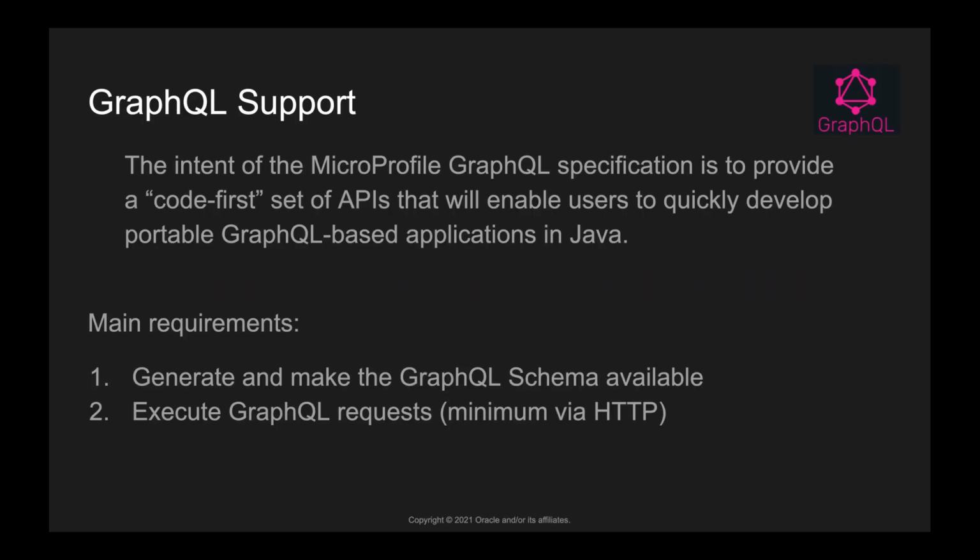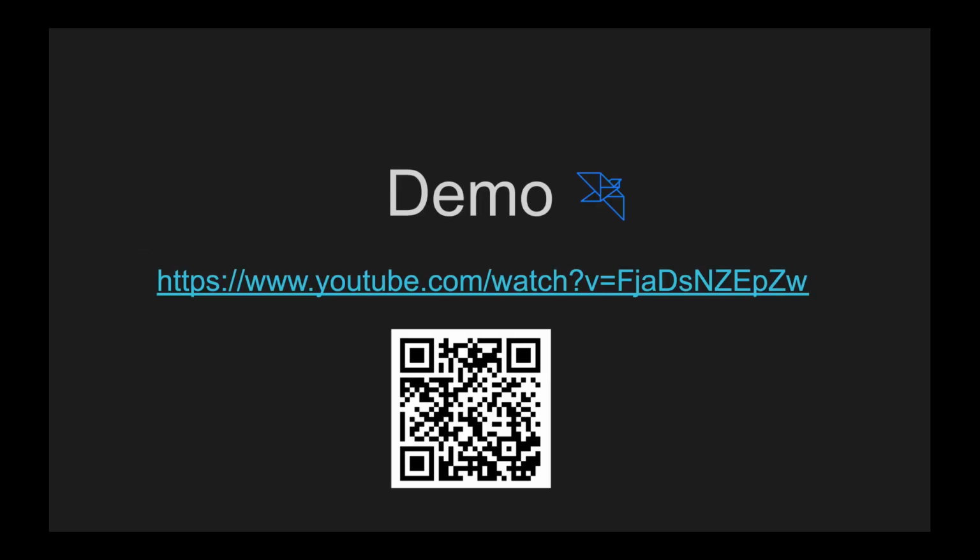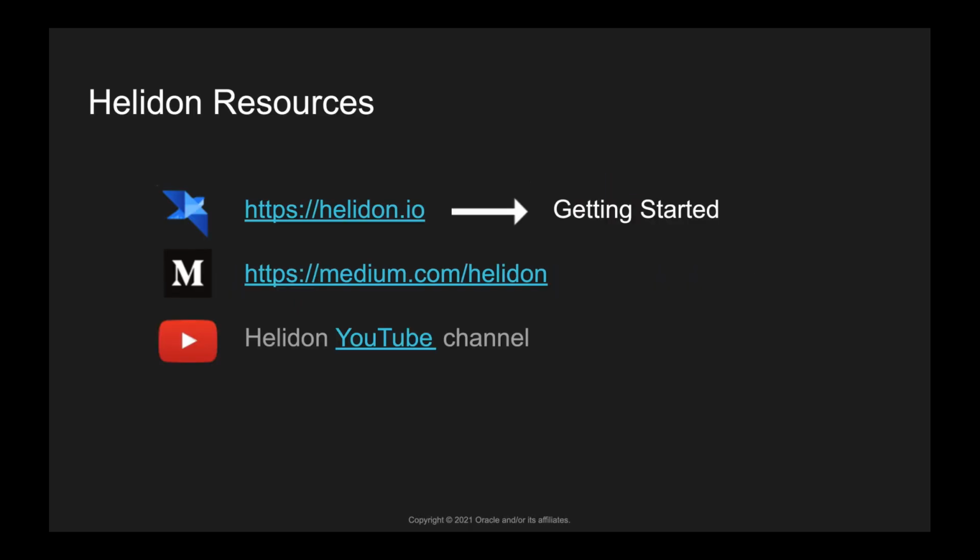The next big thing is GraphQL support. It is actually, as you know, a very much requested feature right now, much used all over the world. So we have MicroProfile support of it, and we are following the idea of a code-first set of APIs, and we actually, with few annotations, generate the schema, make it available, and execute GraphQL queries via HTTP. It's done in SE and MP, both of the environments actually, and whenever you want to take a look at it, please have a look at this demo, pre-recorded especially for you.